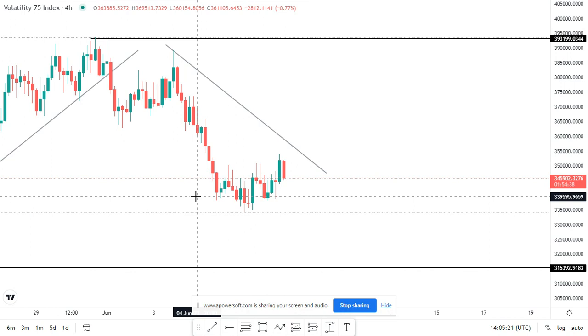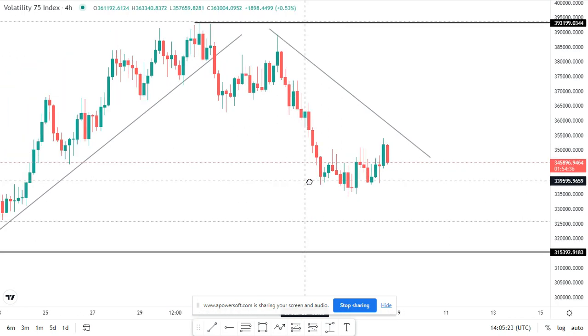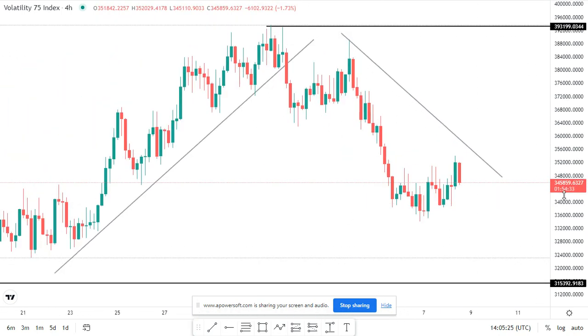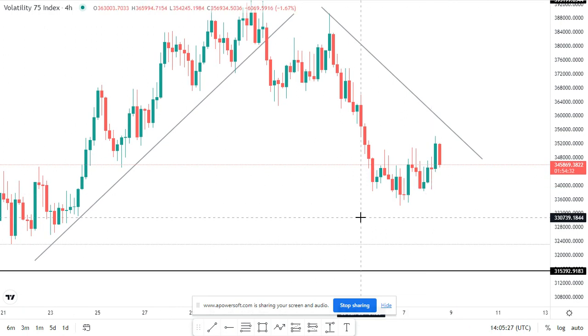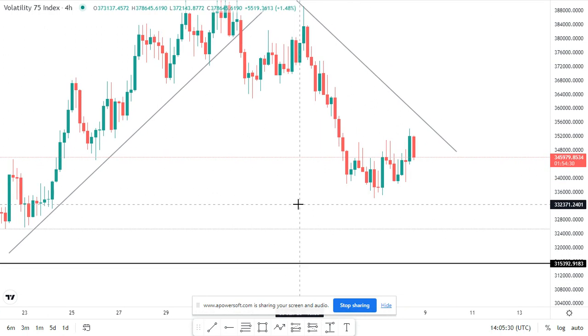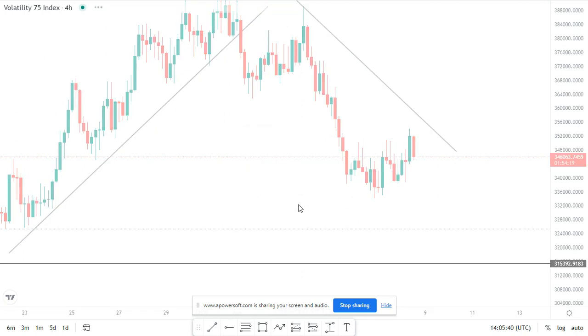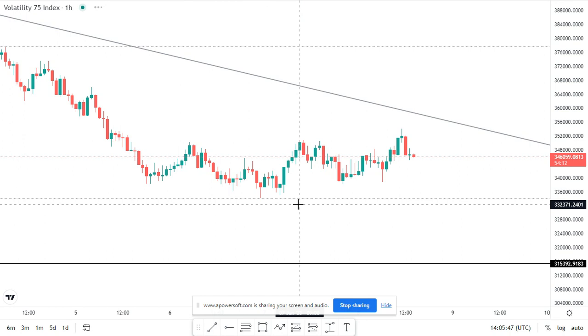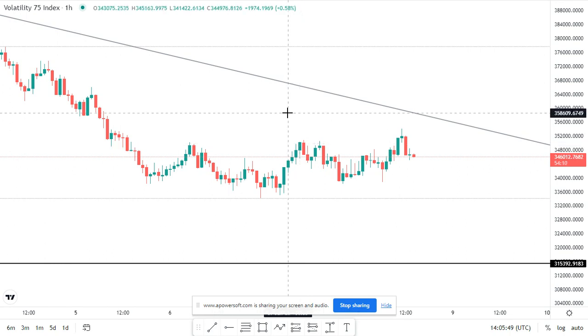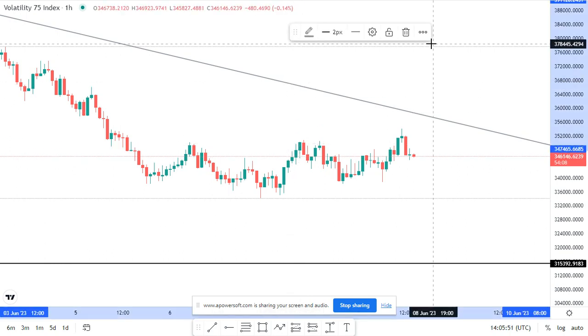So we are going to find fair value gaps on H1, M30, and M15. Our entry time frame is going to be M5 and below: M5, M1, M2, M3. Let's see what is happening on the H1 time frame. Let me remove this.